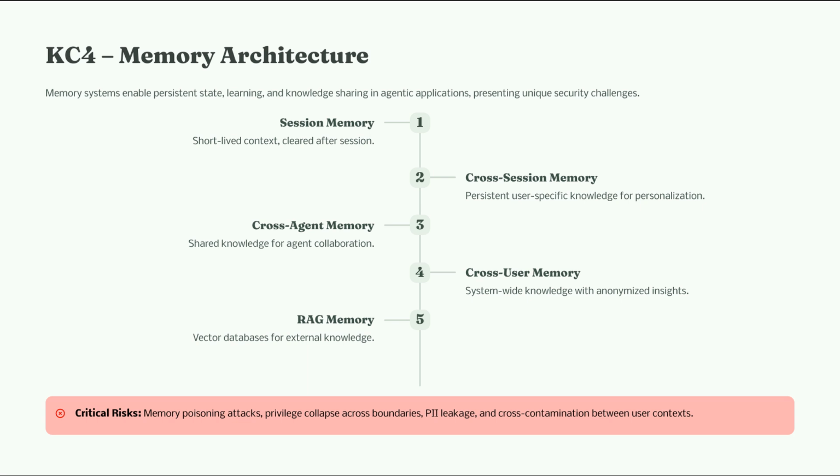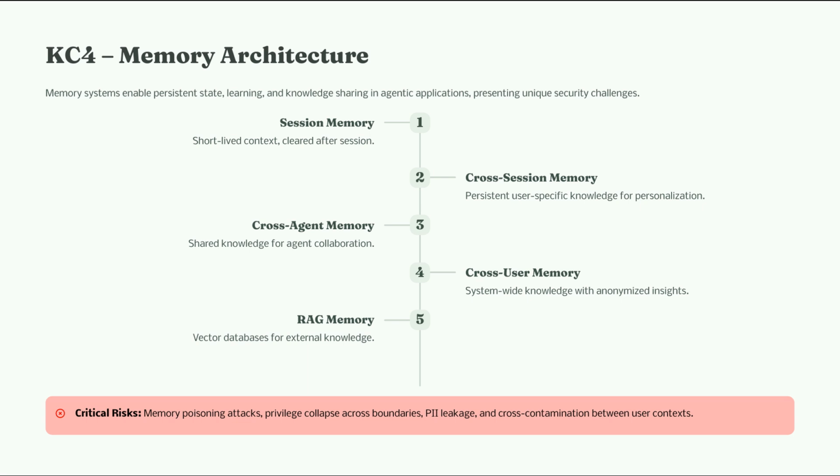As we transition from our discussion on reasoning and planning, let's delve into the fascinating realm of memory architecture. Memory systems play a critical role in agentic applications, allowing these agents to maintain a persistent state, learn from experiences, and share knowledge effectively. We can think of memory in a few distinct categories. First, there's short-lived context memory, which is cleared after a session, ensuring that only relevant information persists. Next, we have user-specific memory, which allows for a personalized experience by retaining knowledge tailored to individual users.